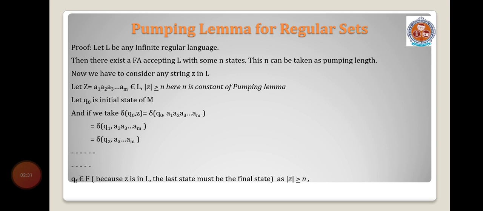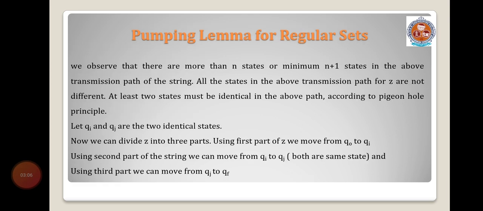Now let us assume that q naught is the initial state of our automata M which accepts L, and if we take delta of q naught comma z, we will end our transition path at the state qf, which is a final state because the string z is already in L. Now we observe how many states are there in the path from q naught to qf for the string z. We observe that this path has minimum n plus 1 states.